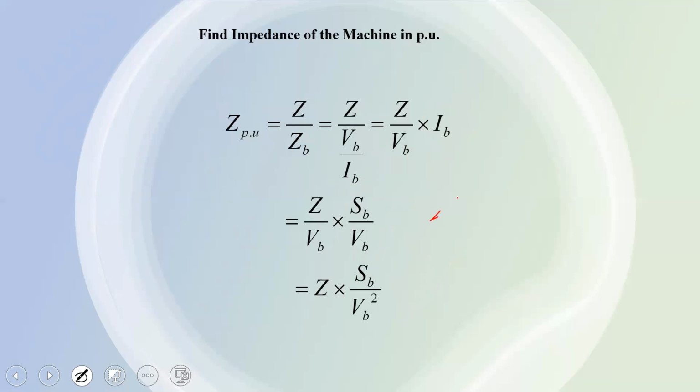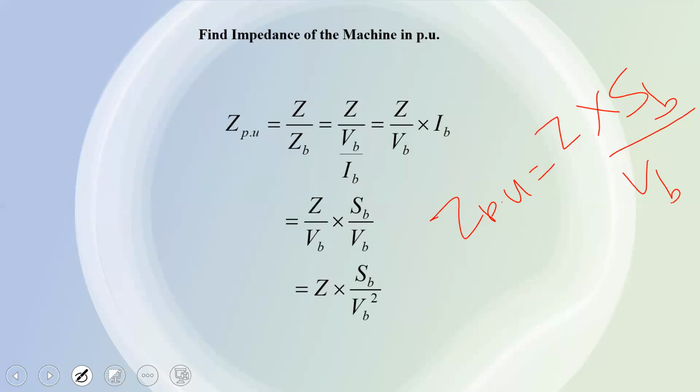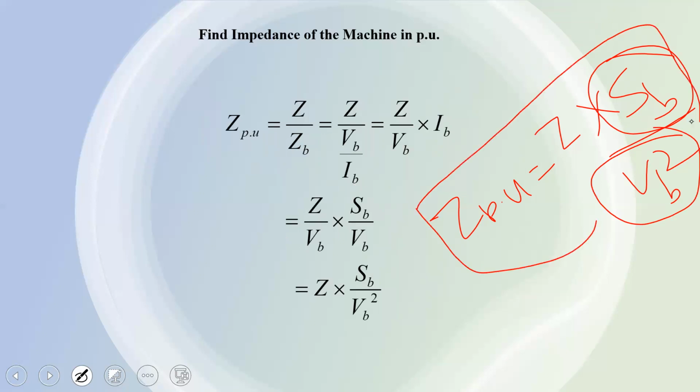Z per unit is equal to the actual value of Z in ohm into apparent power divided by VB square. And this apparent power and VB are given on the machine. So this is the formula, and you must remember this formula. Later, I will use this formula to solve numerical examples.